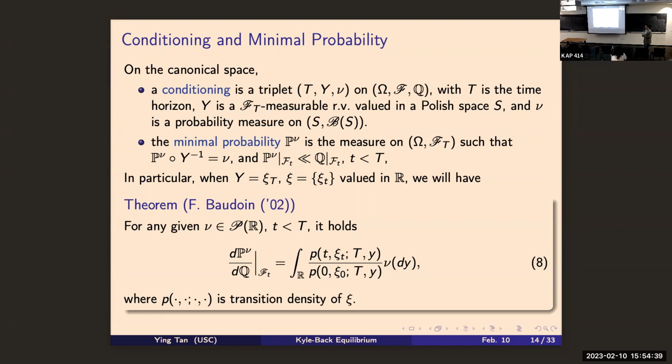Yes, so far. Conditioning is to condition such that the distribution of Y is mu. Yeah, but that's in the theorem. I mean, from the definition itself. The definition is to find the P^mu such that under P^mu, the distribution of Y is mu.